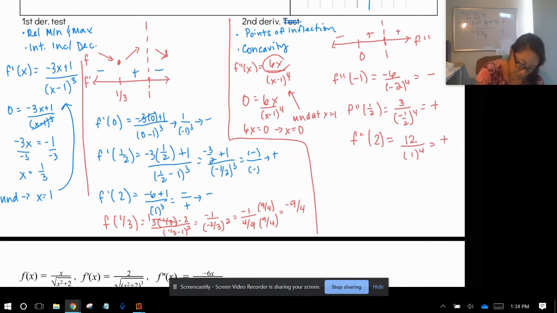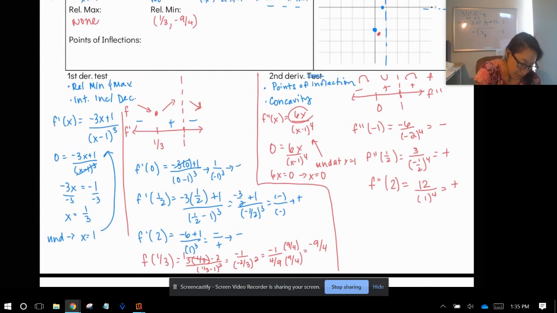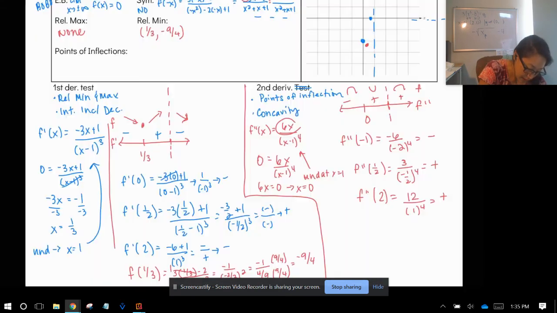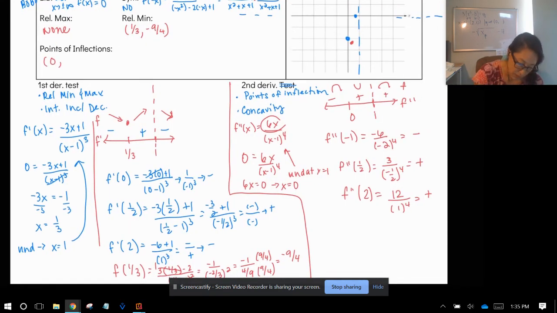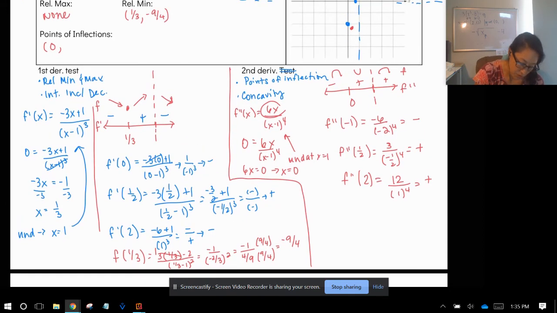Okay, what does this tell me about the graph of f? It tells me we are concave down, concave up, and concave up. I change concavity from the left of 0 to the right of 0. So right here we have a point of inflection at x equals 0. We need to figure out our corresponding y values.